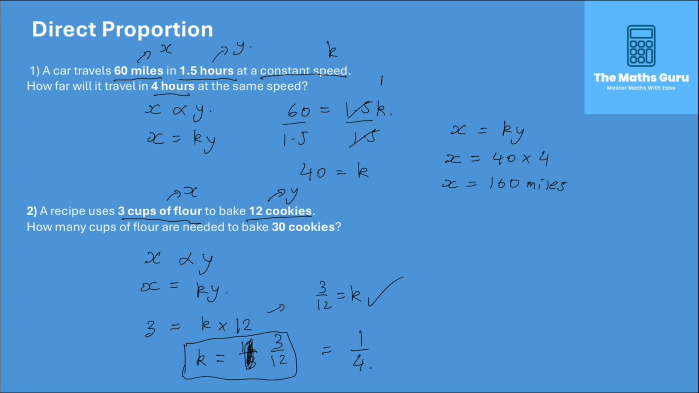Setting up our new equation, we have x is equal to ky. Once again, our x is what we're trying to work out, our cups of flour, so we leave it as x as our unknown. k is still 1/4, times our y, which is 12. Sorry, our new y is 30. So our new x is 1/4 times 30. So 1/4 times 30 gives us 7.5 cups.